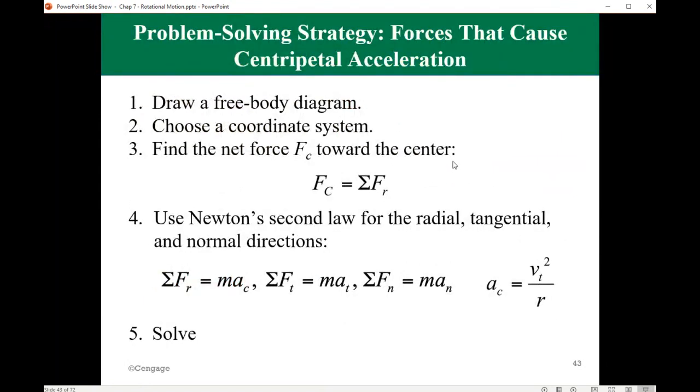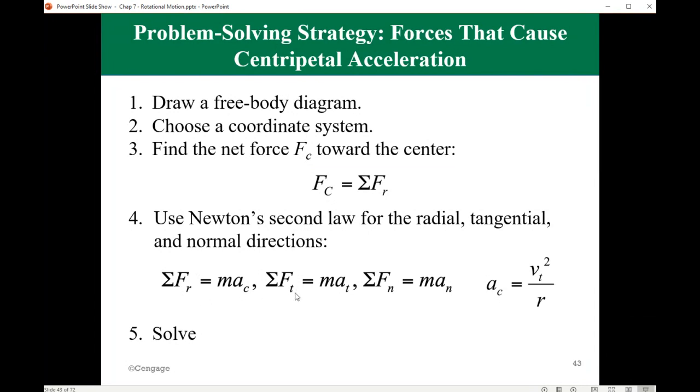When you solve problems, it's helpful to sketch the free body diagram to define the coordinate system, decide which direction is positive, which direction is negative. Then find the net external force. In this case, for rotational motion, the net external force is going to be centripetal force. You need centripetal acceleration to keep the object in orbit and rotation. And then apply Newton's second law, force equals mass times acceleration.